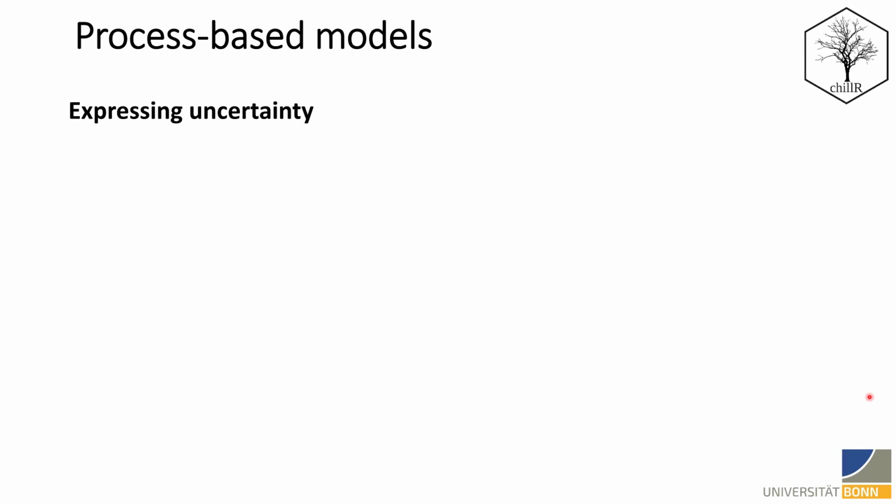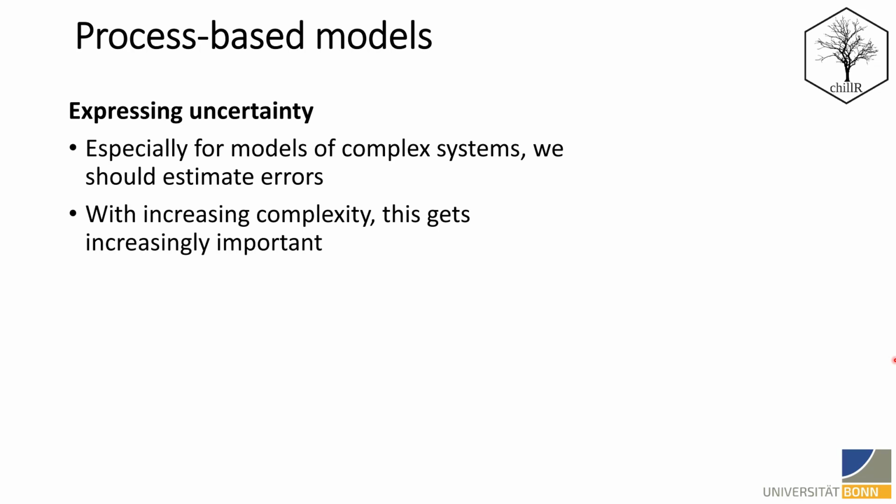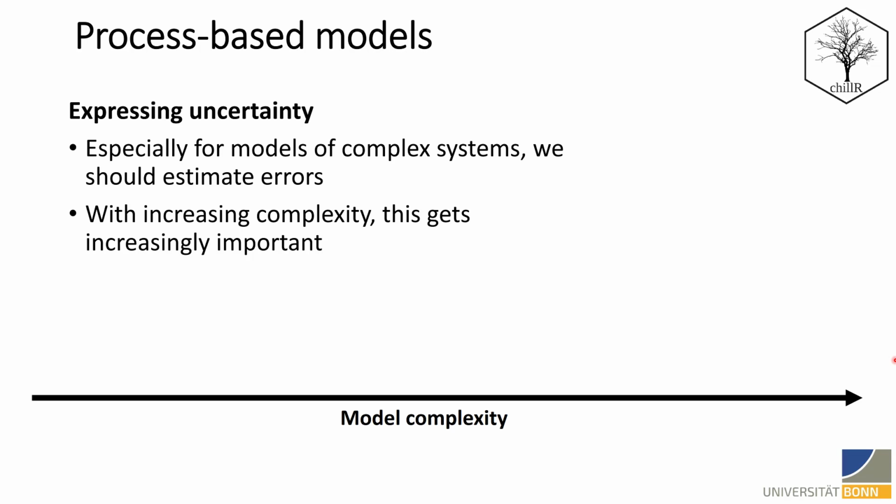That's why expressing uncertainty is so important. Especially for models of complex systems, we should really estimate our errors. We should not only confront model output users or possibly decision makers somewhere with the one number we produced, we should always accompany it by an estimate of our errors. And with increasing complexity, this gets increasingly important, because the errors can really become pretty enormous.